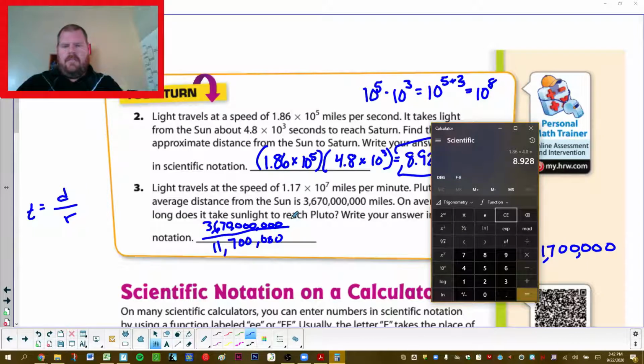So we have 3.67 billion, right? Yeah. So we have 3,670,000,000 divided by 11,700,000 right there. And so I get 313.67.